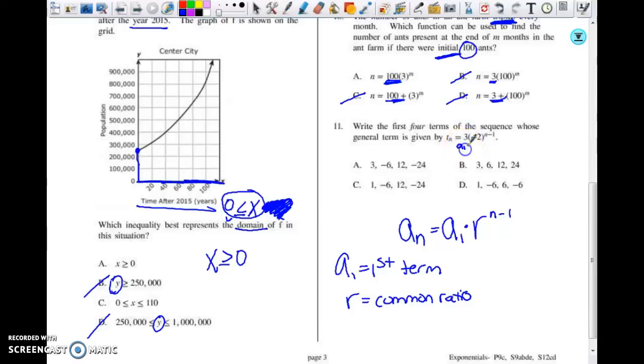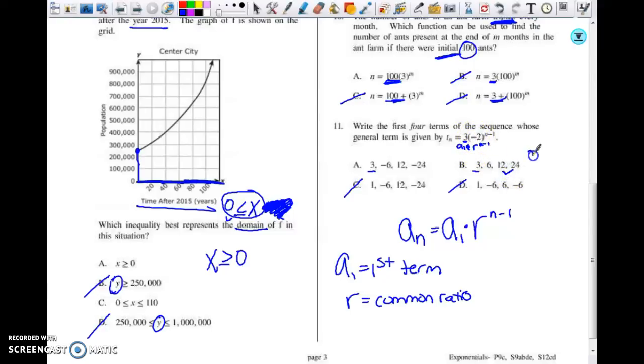So first of all, let's look at this. This would be the a sub 1, this would be my r, times r to the power of n minus 1. So, the a sub 1, meaning my first term, should be a 3. So, which one has a first term of 3? Okay, so those two. So now let's look at the common ratio. Which one has a common ratio of negative 2?